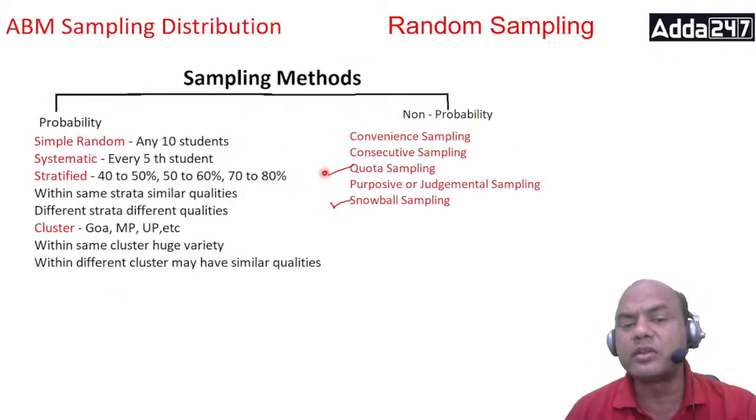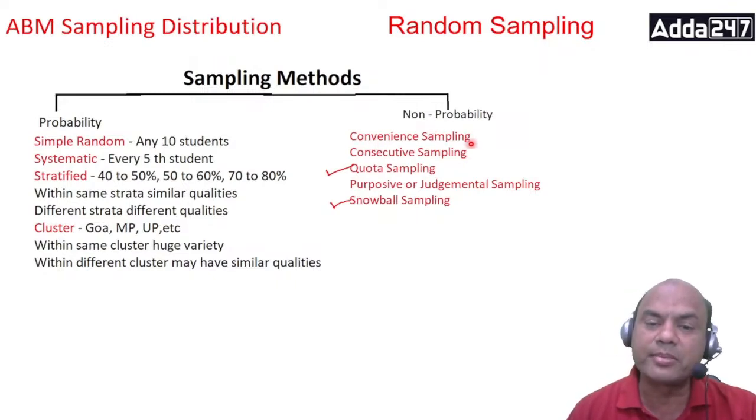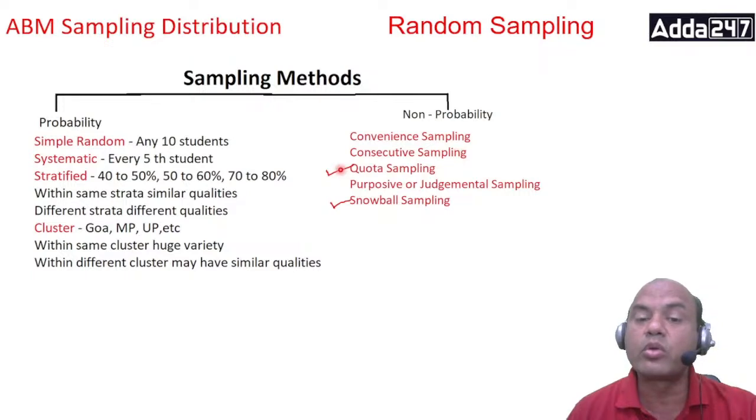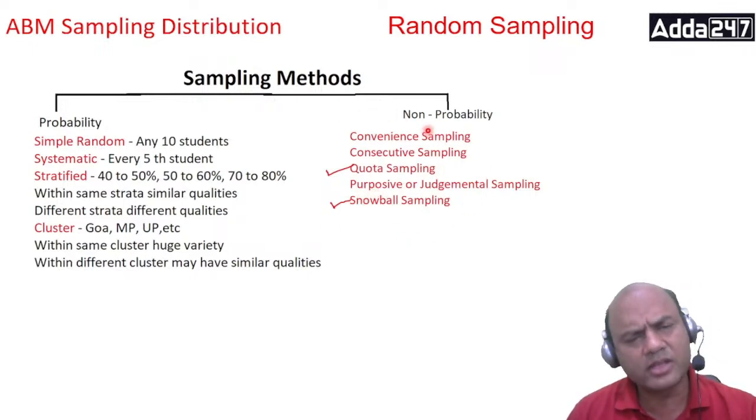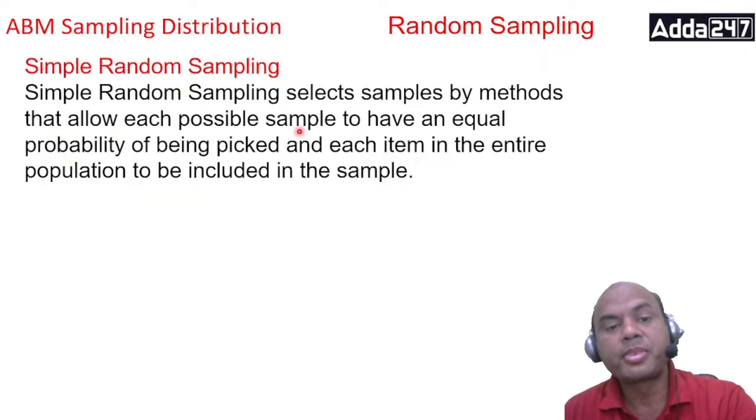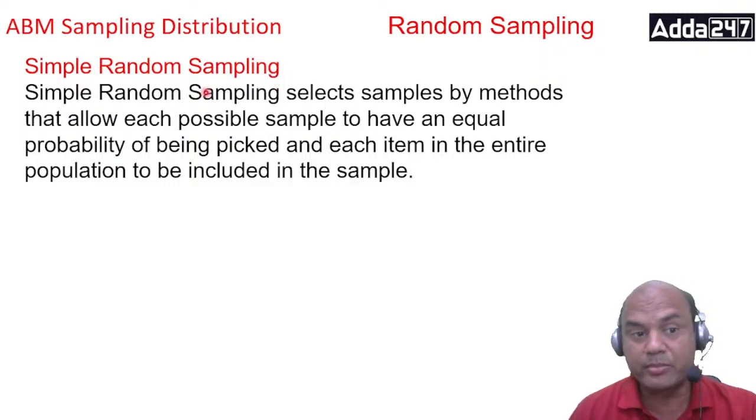See this. I'll tell you later also. I'm having a separate slide on this. Convenience sampling, consecutive sampling, quota sampling, purposive or judgmental sampling, and snowball sampling. I'll give you a separate slide on this now only. Okay. And then we'll study each one. Now, simple random. We'll go into details now for probability because that's very important.